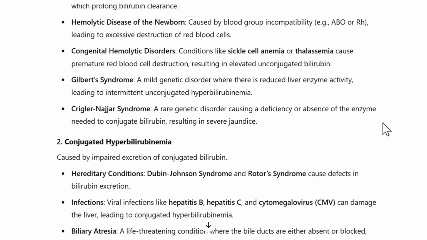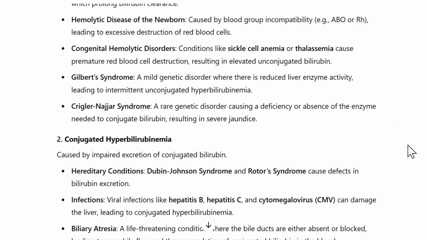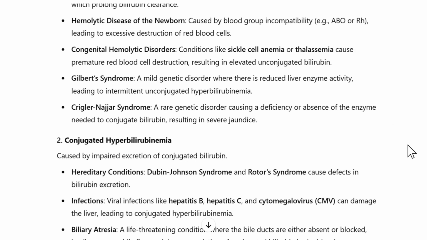Congenital hemolytic disorders. Conditions like sickle cell anemia or thalassemia cause premature red blood cell destruction, resulting in elevated unconjugated bilirubin. Gilbert's syndrome, a mild genetic disorder where there is reduced liver enzyme activity, leading to intermittent unconjugated hyperbilirubinemia.